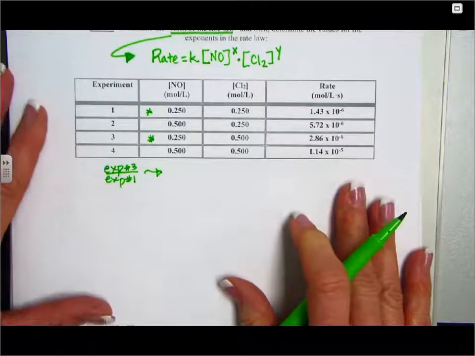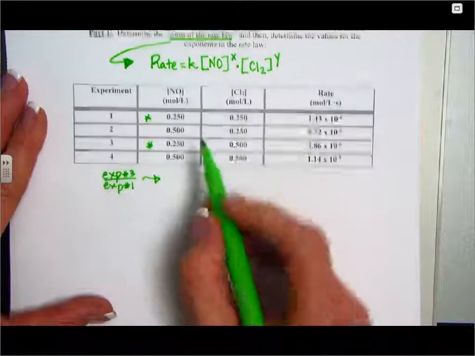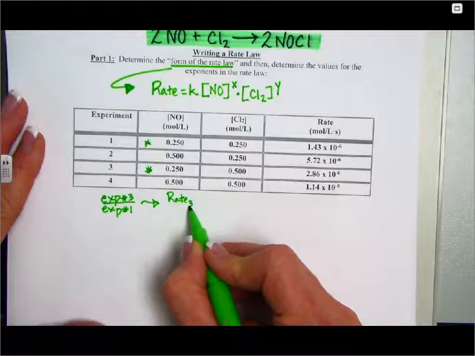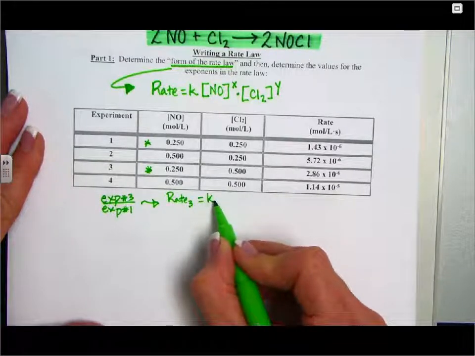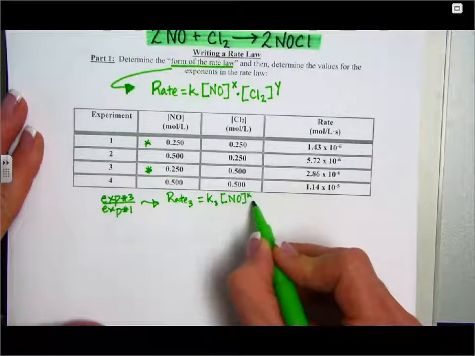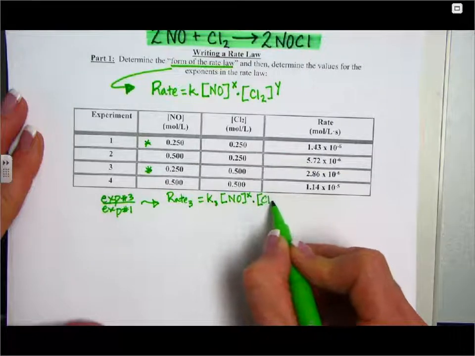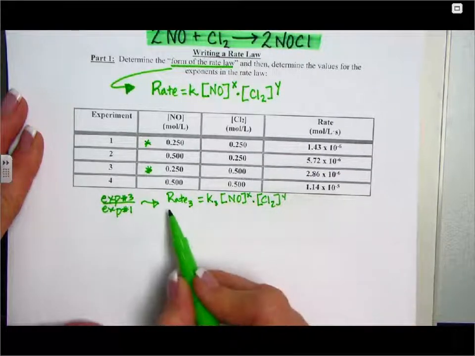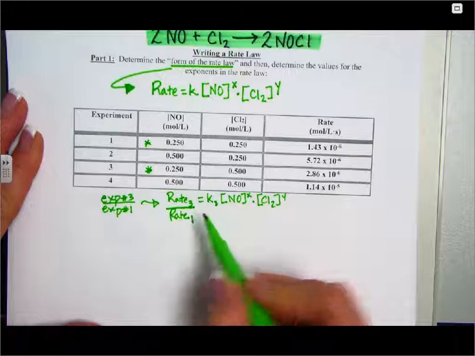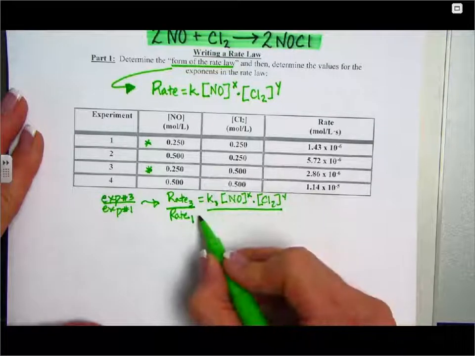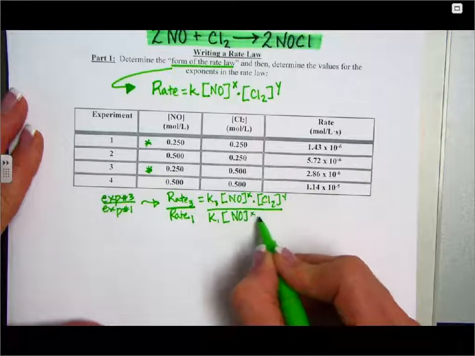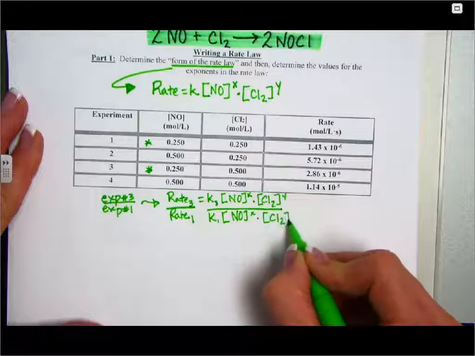Now this is, again, for the first one, I'm going to show you the longer way to do it. So I'm going to take this rate expression, and we're going to make a ratio with it. So rate of experiment 3 equals k of experiment 3 times concentration of NO to the x power times concentration of Cl2 to the y power. And you're going to make a ratio with that, so it's over the rate of experiment 1 equals k of experiment 1 times concentration of NO to the x times concentration of Cl2 to the y.